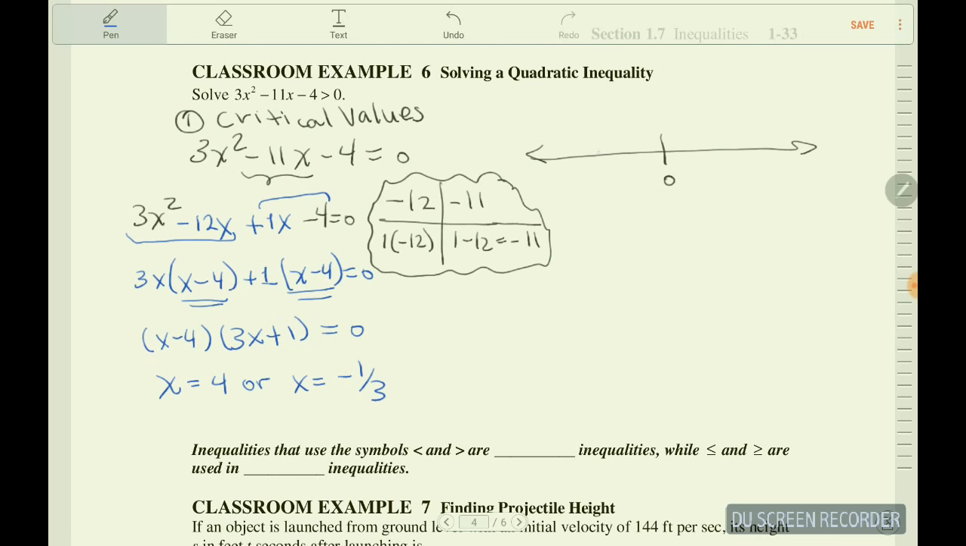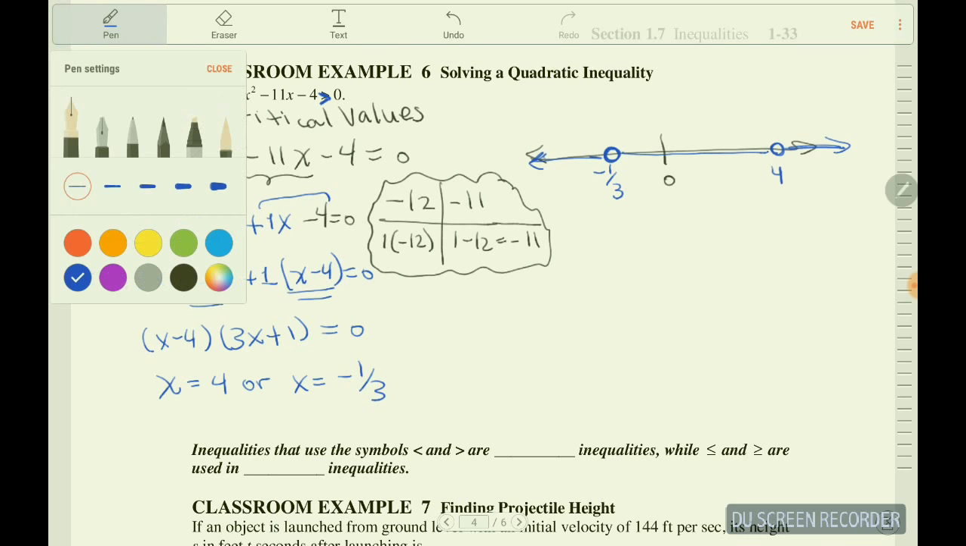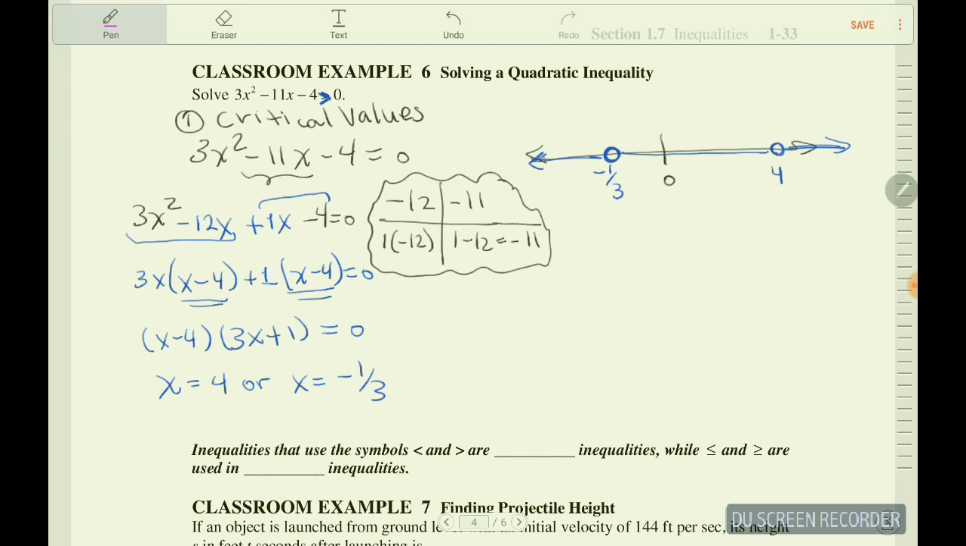And -1/3 is here, and I'm going to use an open circle because this is a strict greater than symbol. There's no equivalence there, so I will use an open symbol at -1/3 and also at +4. So now I'm interested in the regions in between those values. I'll pick out some test values, because these are my critical values.